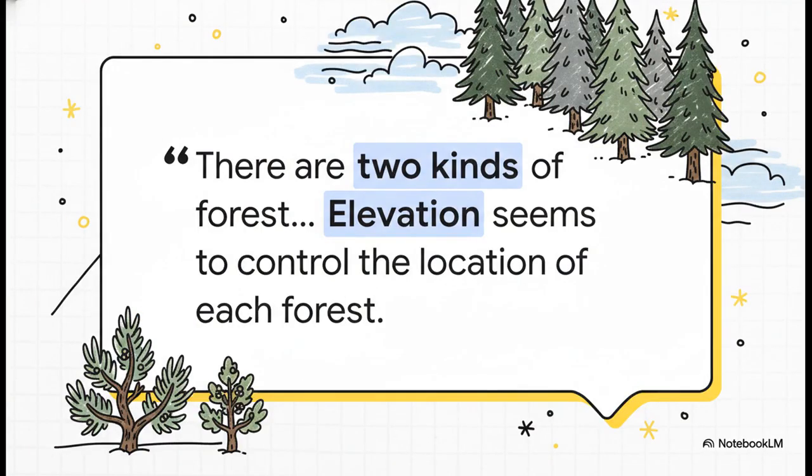Now for those two forests we spotted. The annotation confirms our hunch. The lower forest, that's home to trees like juniper and pinyon, which are adapted to drier conditions. Higher up, you get conifers, which thrive in cooler temperatures. The simple interpretation? Elevation is controlling everything. As you go up, the conditions change, and so do the trees that can survive there.